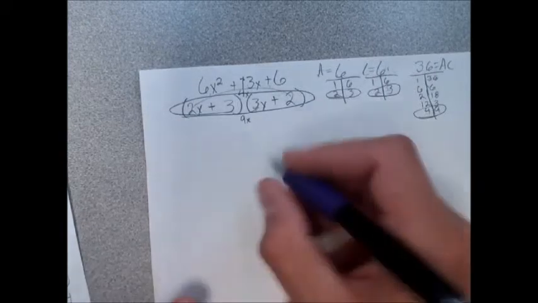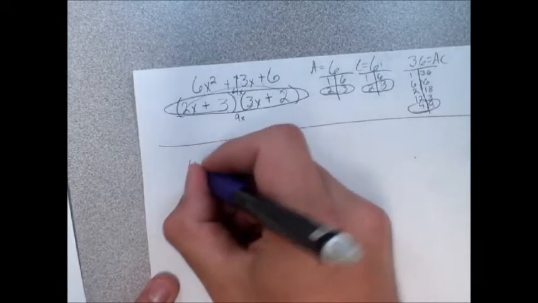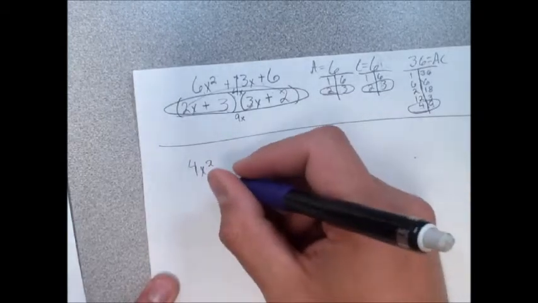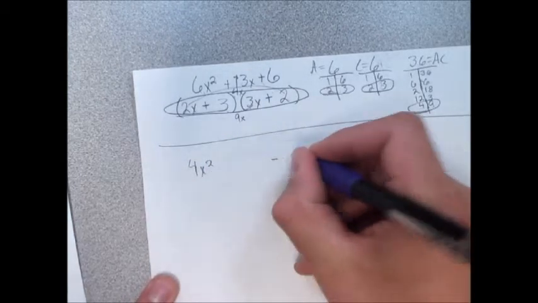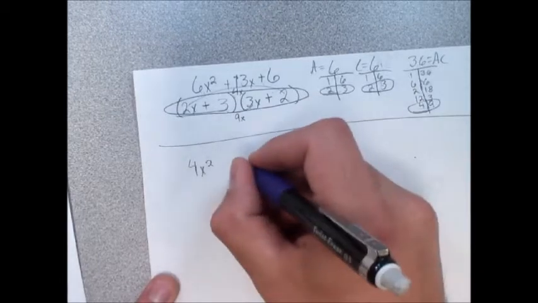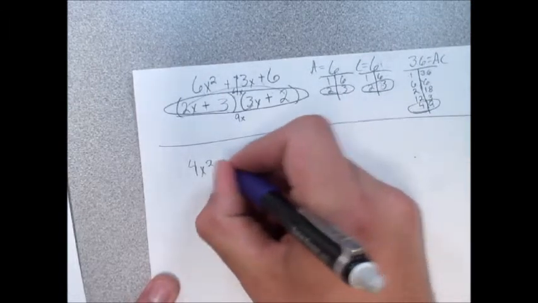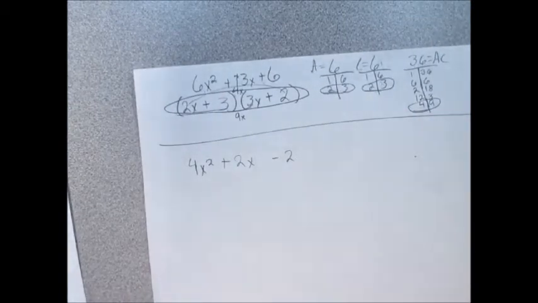Okay, so up front, this is a new example. Up front, you're going to have 4x squared. In the back, you're going to have minus 2. Then we're going to have positive 2x in the middle. So now my equation is 4x squared plus 2x minus 2.